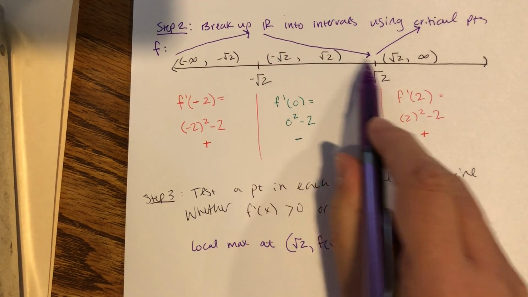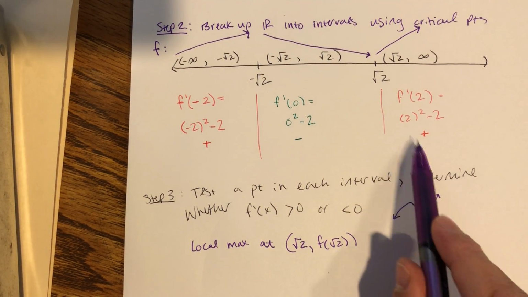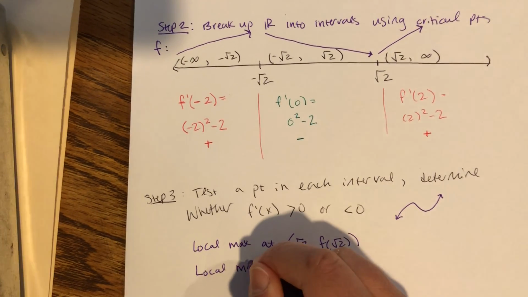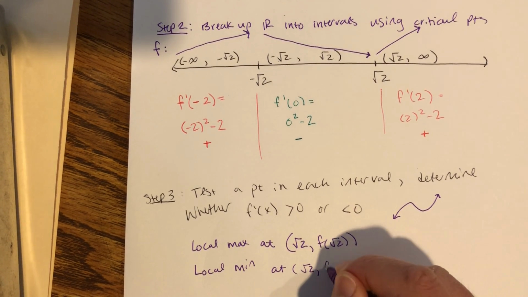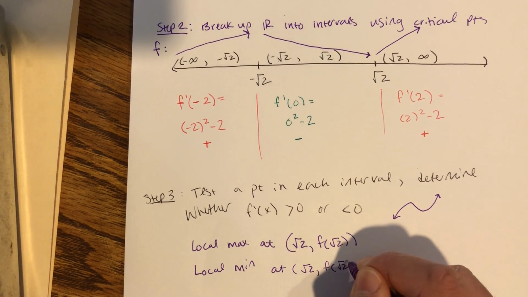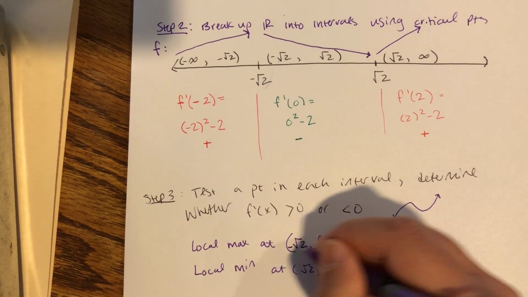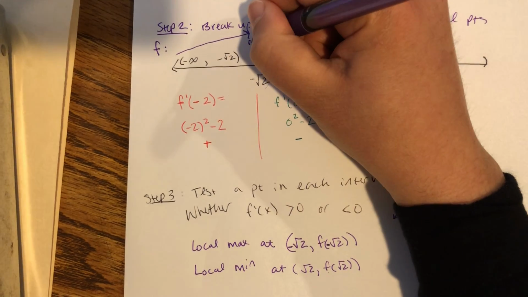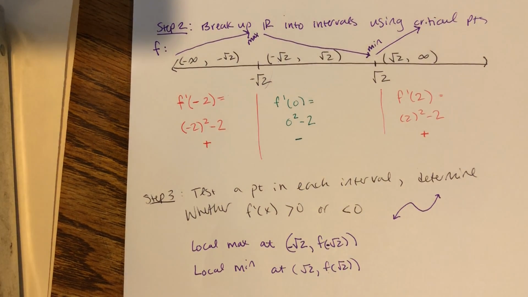Similarly, because your function changes from decreasing to increasing, or the derivative changes from negative to positive at square root of 2, that means we have a local min at square root of 2, f of square root of 2. Oh, did I mess this up? This should have been negative square root of 2 for the local maximum, positive square root of 2 for the local minimum. Right, this is our max, it's a peak, and this is our min, it's a valley.